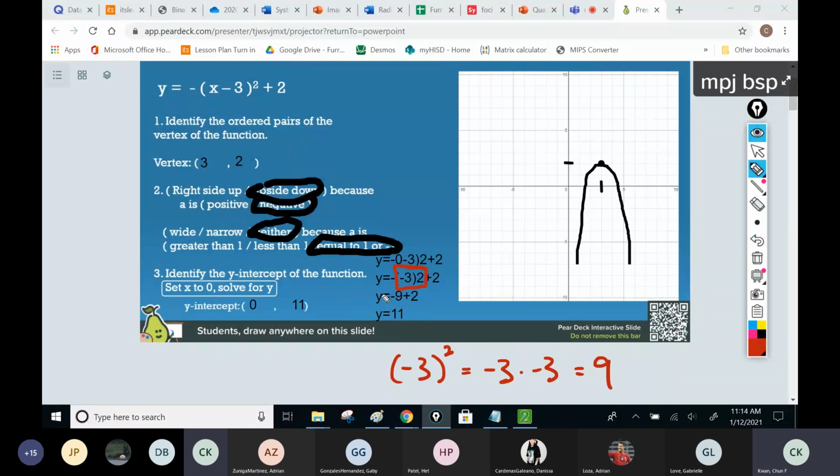Okay, good. Now you solve this part right here: -9 plus 2. You will find the y-intercept.